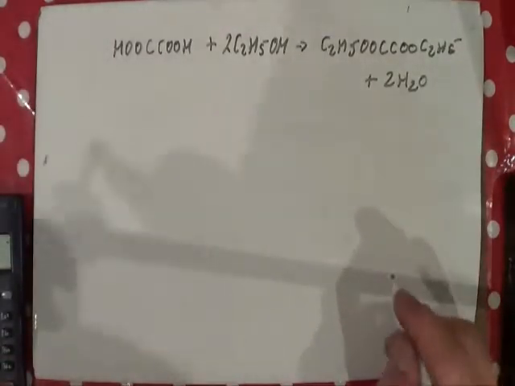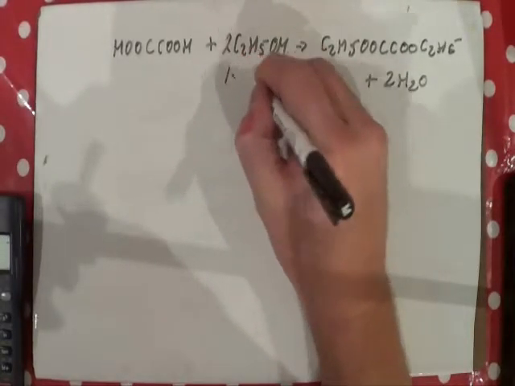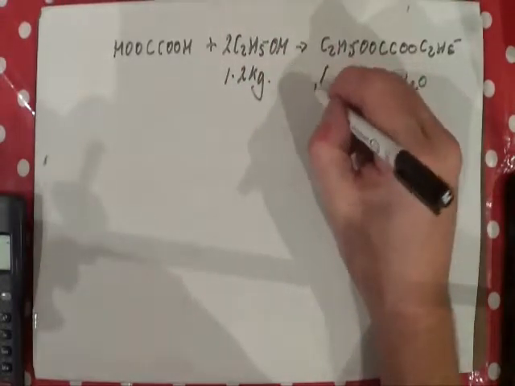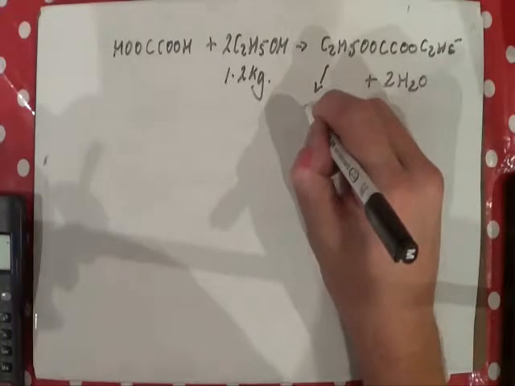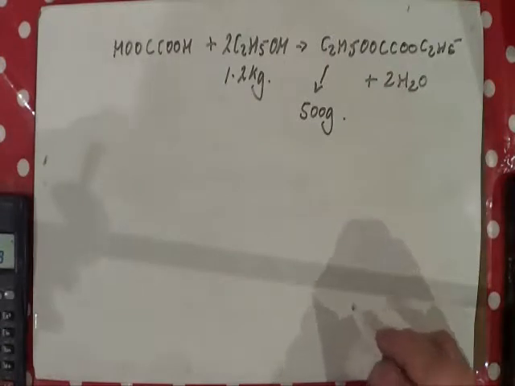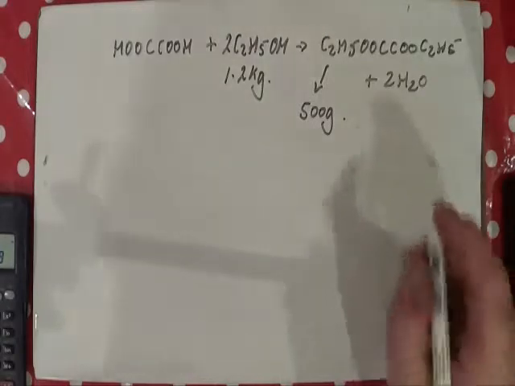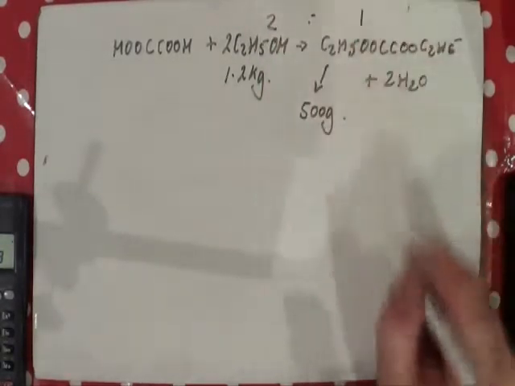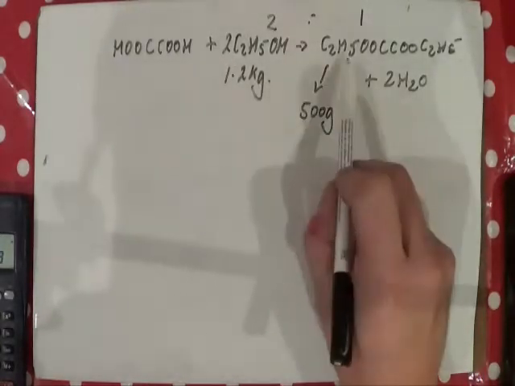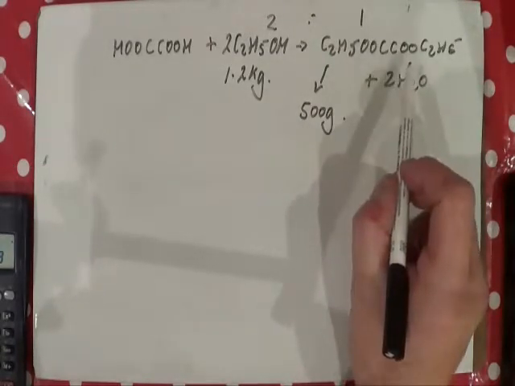Okay, so we're going to say that we started off with 1.2 kilograms of this substance here. This is ethanol, and we're going to say that we made 500 grams of that. Now the first thing we need to be careful of here, and this is the first time I've introduced this, is that we have a 2-to-1 ratio. Whatever number of moles of this I start off with, I would expect to make only half of that number of moles of this product.